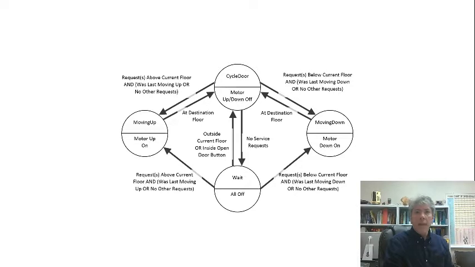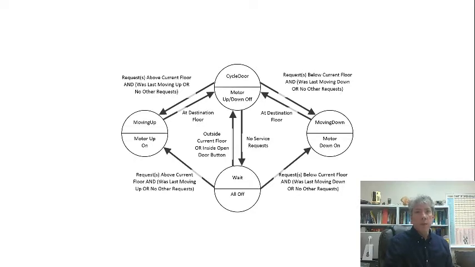For the second case, imagine that a button on the current floor outside the door is pressed. Just as in the first case, the machine transitions to the cycle door state. For the third case, a button outside the elevator, either above or below the current floor, is pressed, requesting service at that floor. The system transitions to either the moving up or the moving down state as required. Note that both of these transitions also require that the elevator was already moving in the requested direction, or, that's a logical OR, that there are no other requests.